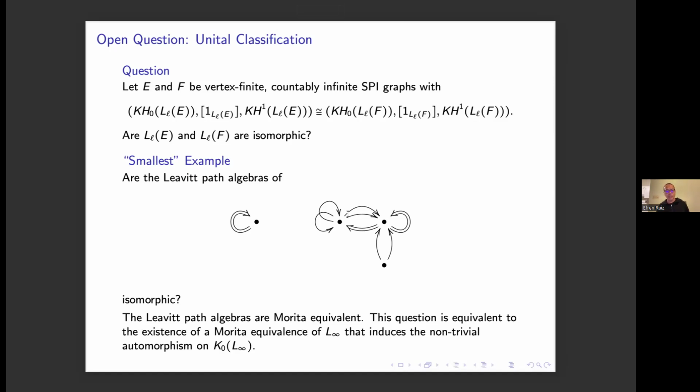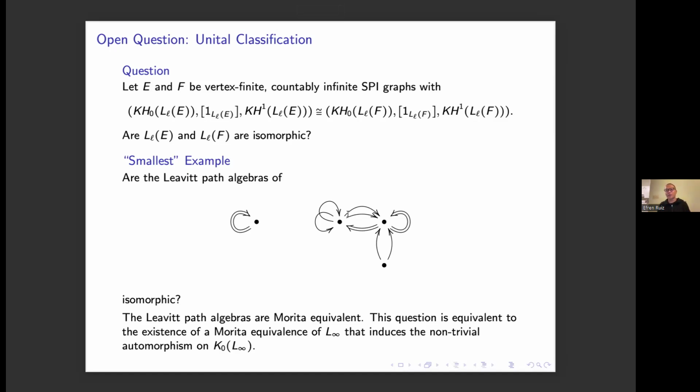And this question is equivalent to the existence of a Morita self-equivalence of L infinity that induces a non-trivial automorphism on the K0 group. So I don't know if there is such a non-trivial automorphism.